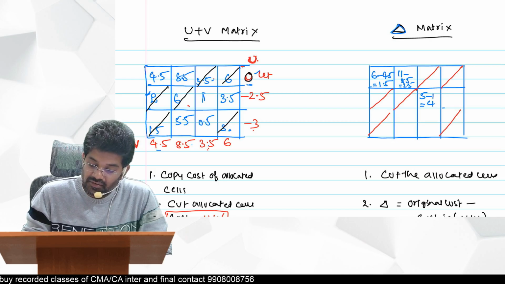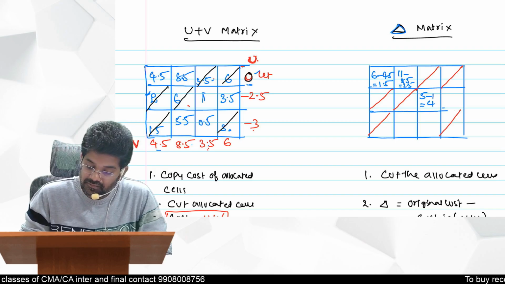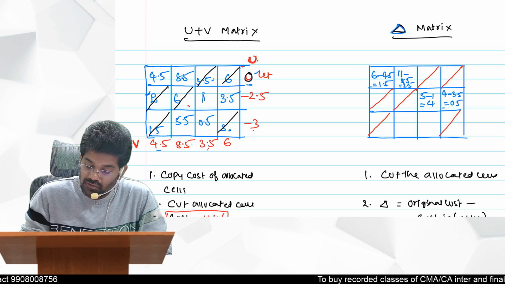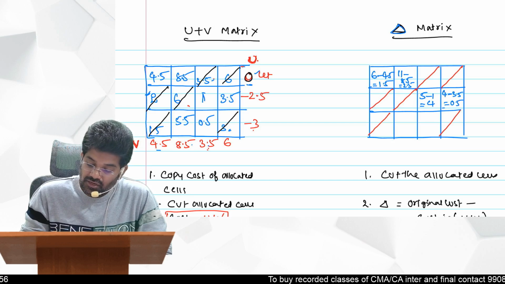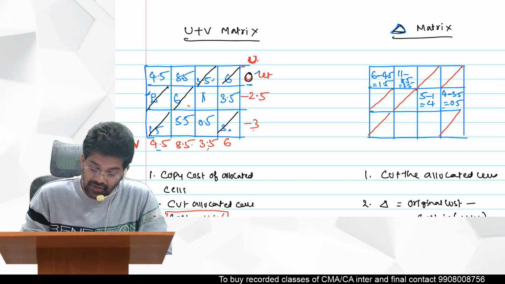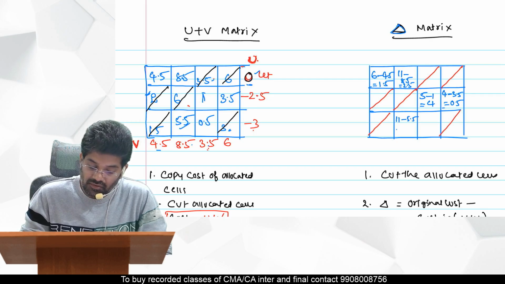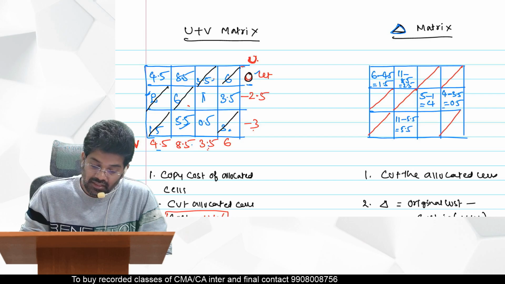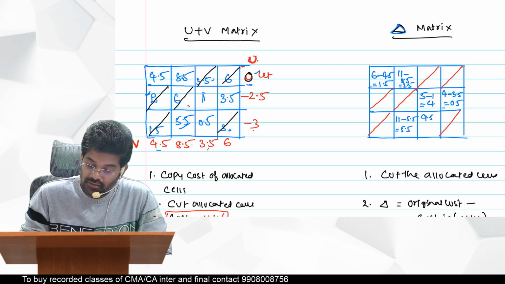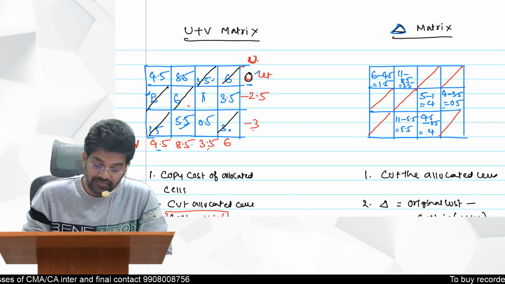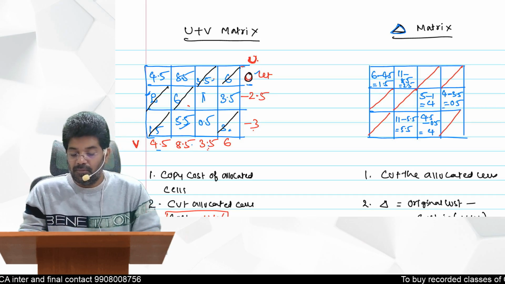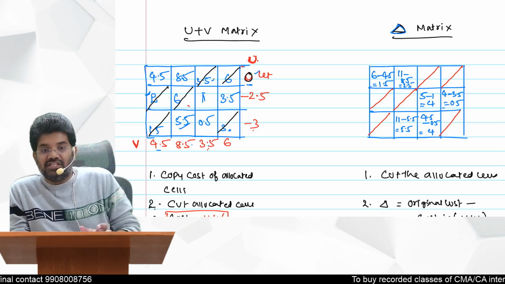So a little bigger you can take. This one is 4 minus 3.5, which is equal to 0.5. Here the original cost is 11. 11 minus 5.5, your u plus v value, gives 5.5. This one is 4.5 minus 0.5, which is 4. Okay, so we got the change.